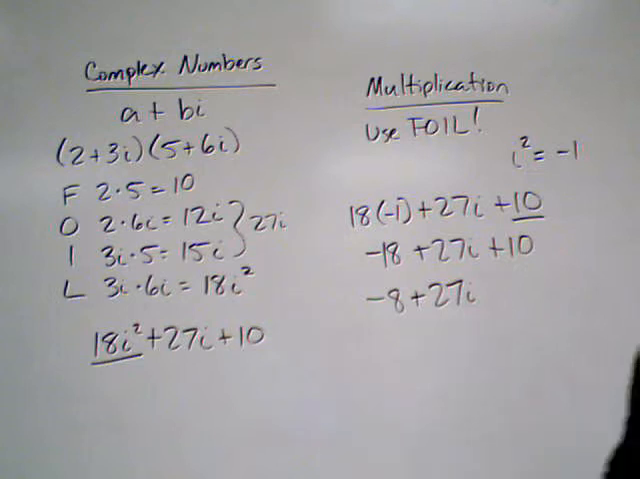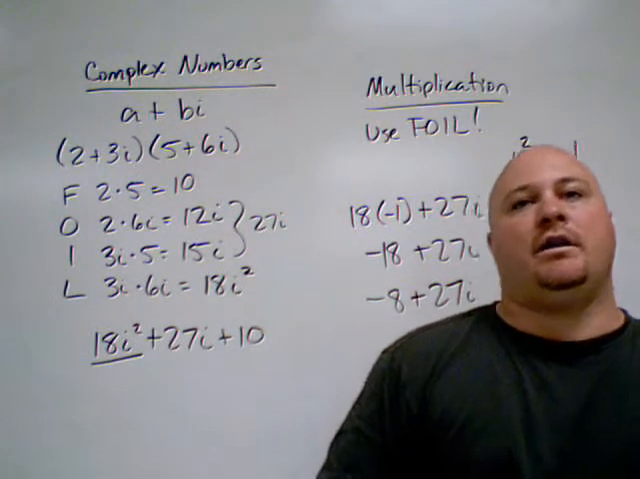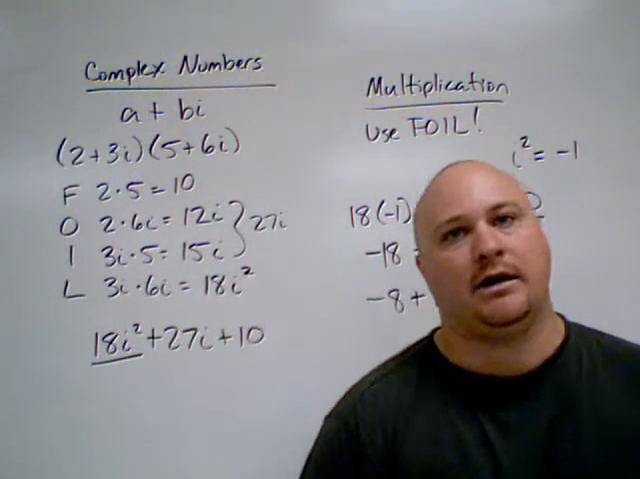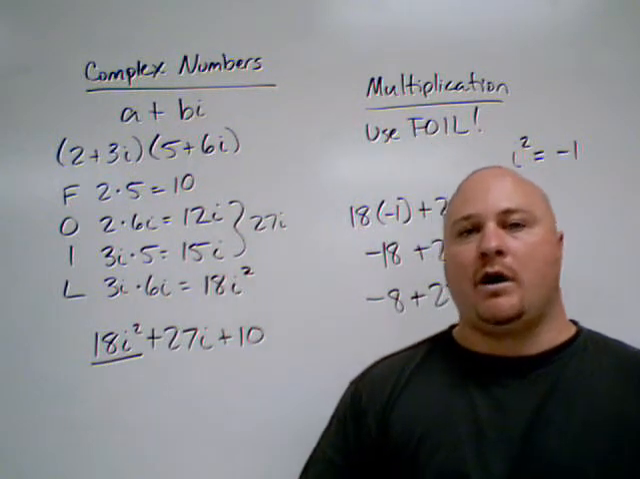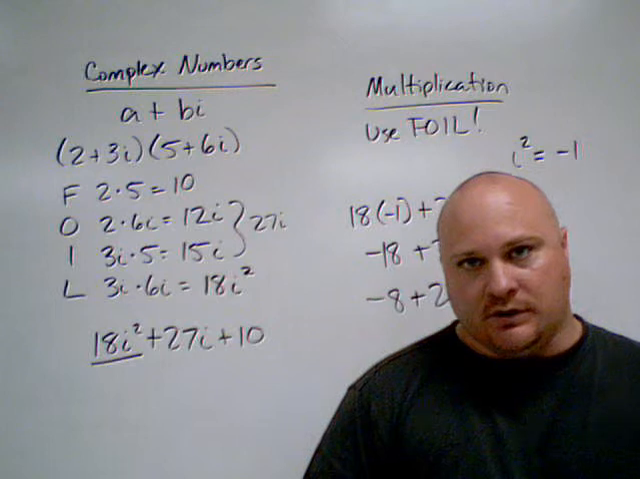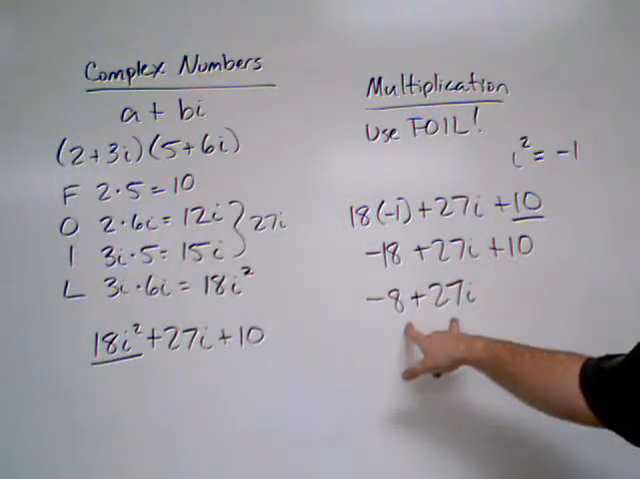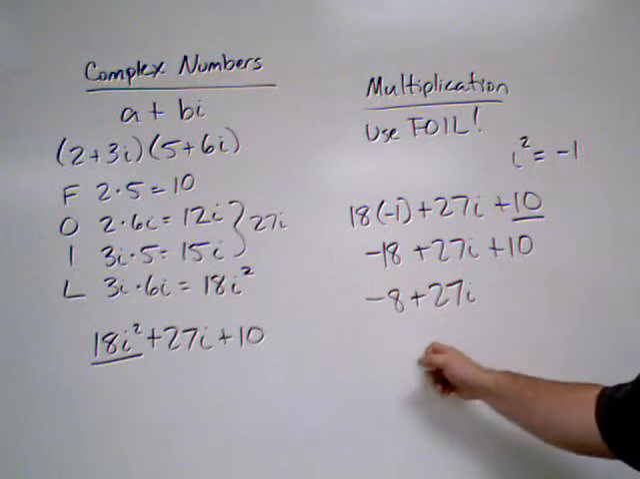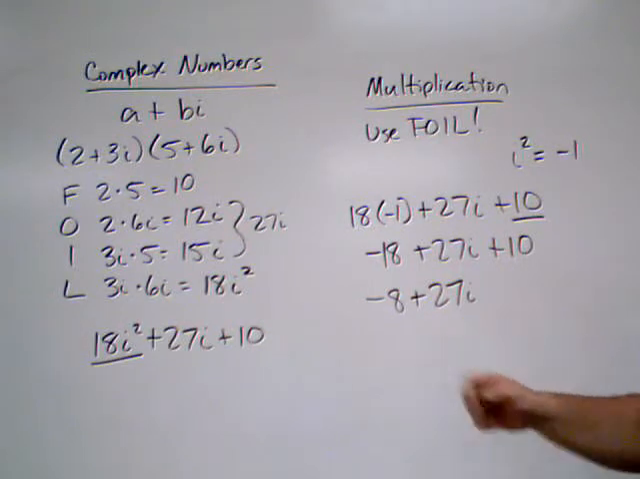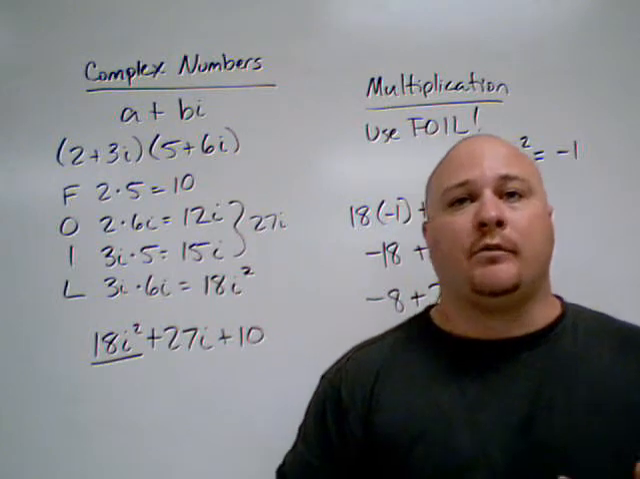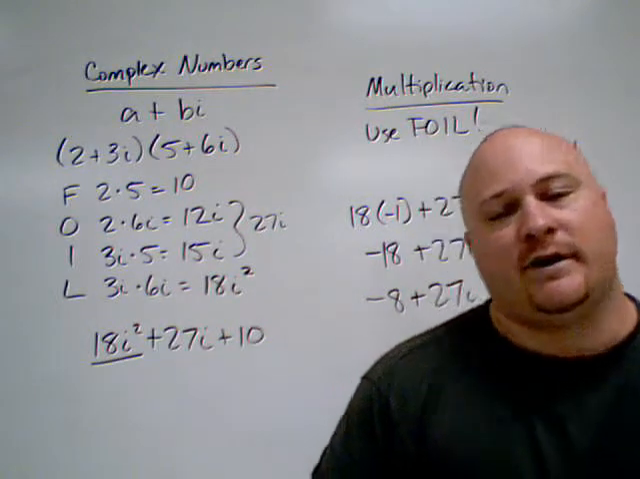Okay? It's important to note that any time you end up with i to any power, it can be simplified. Okay? You will never have a product of complex numbers, no matter how many you have, that's larger than 2 terms. That's going to have a real component and an imaginary component. Now, it's possible that you can end up with just a real component. We're going to find out why.